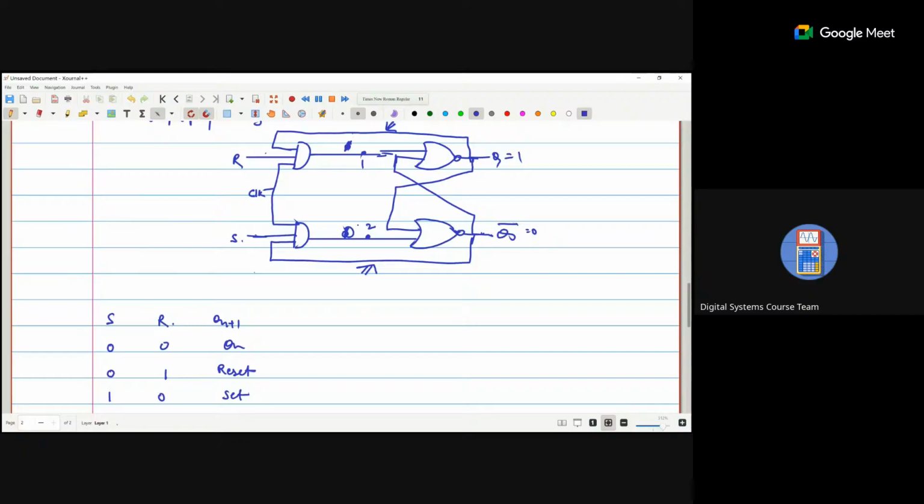Is it clear? Can I repeat it again? So the thing is, if I am getting 1, 1 here at point 1 and point 2, what is happening?